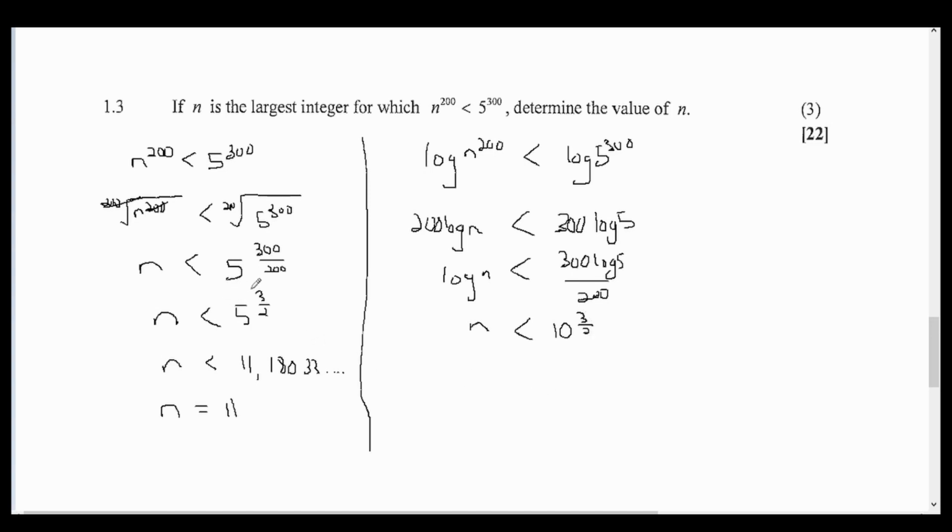which we can write as 3 over 2. Of course, look here, it's the same 3 over 2 that's here, 3 over 2 log 5. And this is all numbers that you can write into a calculator, which will give you this exact same value, n is less than 11.18033. And then you do the same conclusion, which is that the largest integer value of n is equal to 11.